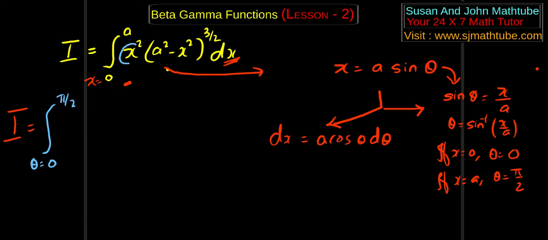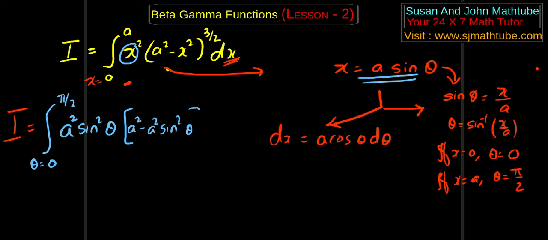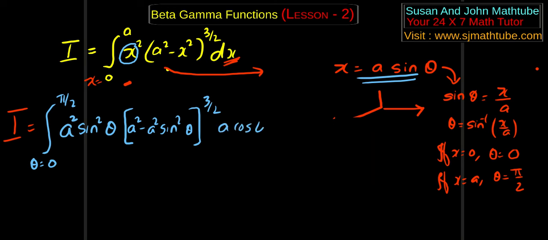What can I do instead of this x? A sine theta. So we get a square sine square theta. In bracket, what will be that? A square minus a square sine square theta, whole power 3 by 2, and dx is right here. I think I have to erase that, I don't have space. So what is that dx? A cos theta d theta.